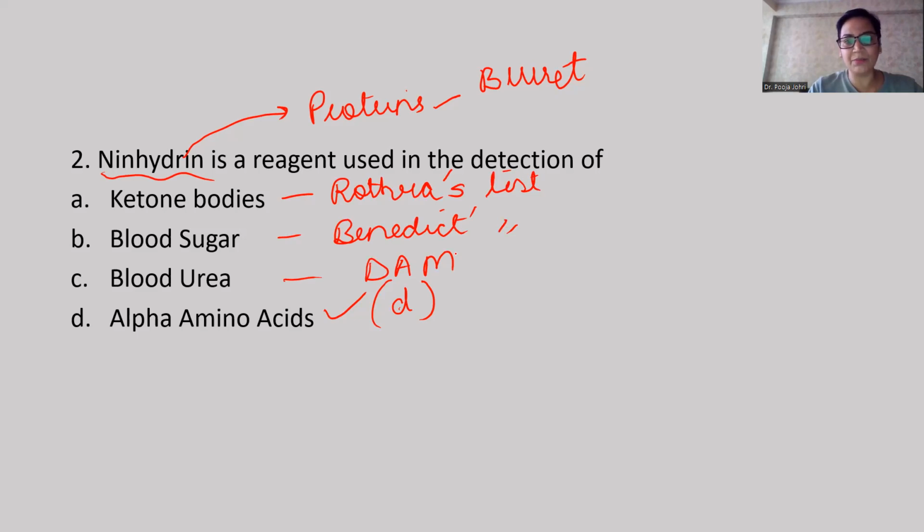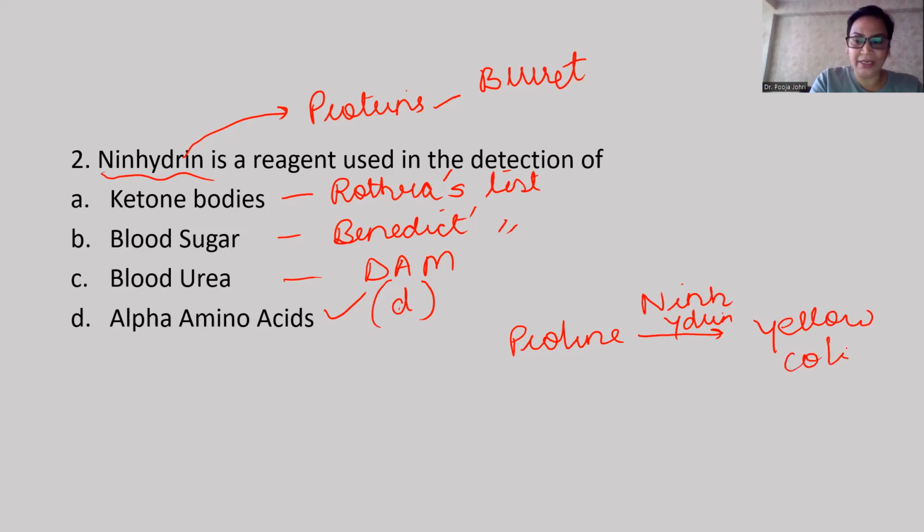And one more interesting point about this, I'm going to share it with you, that if proline undergoes ninhydrin test, it always gives a yellow color. But except proline, all the amino acids which undergo ninhydrin test give a bluish purplish color. Except proline, all will give a purplish color. Right? So this is a very important test for the detection of the proteins or alpha amino acids.